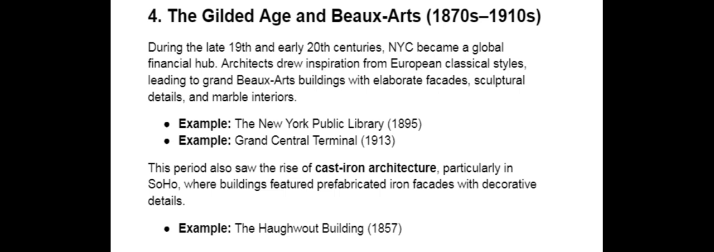This period also saw the rise of cast-iron architecture, particularly in Soho, where buildings featured prefabricated iron facades with decorative details. Example: the Haughwout Building, 1857.